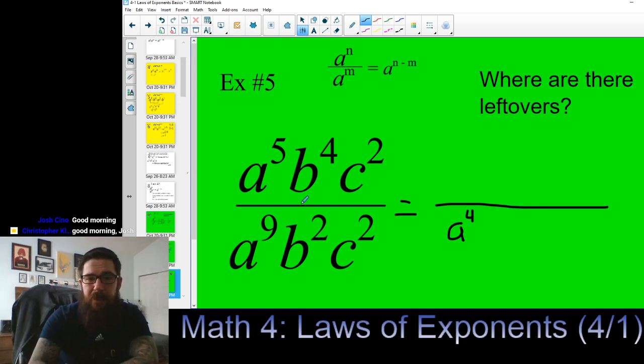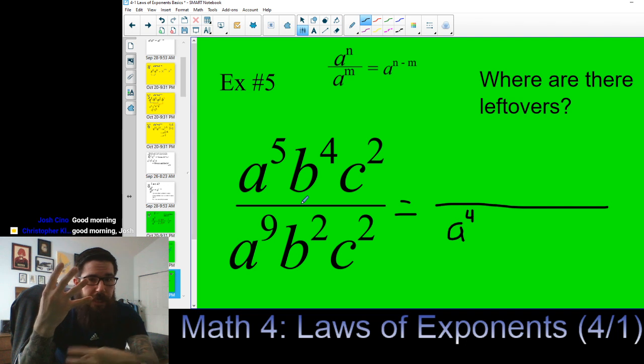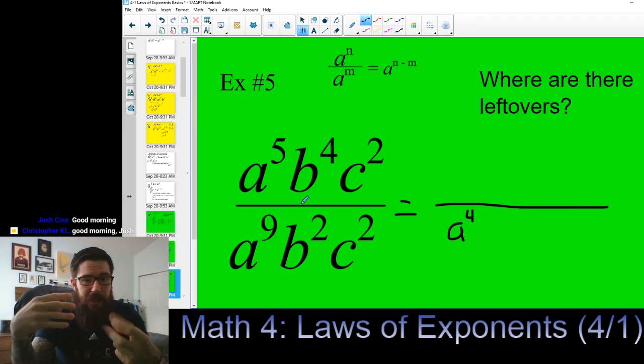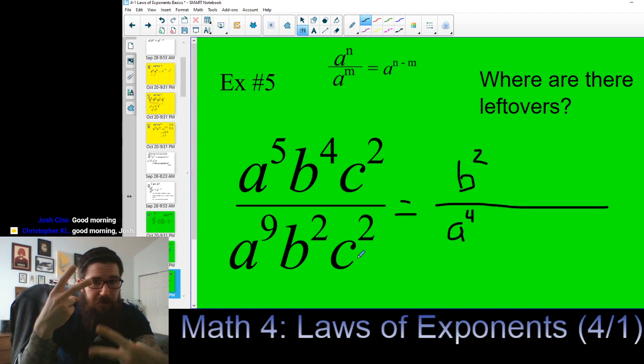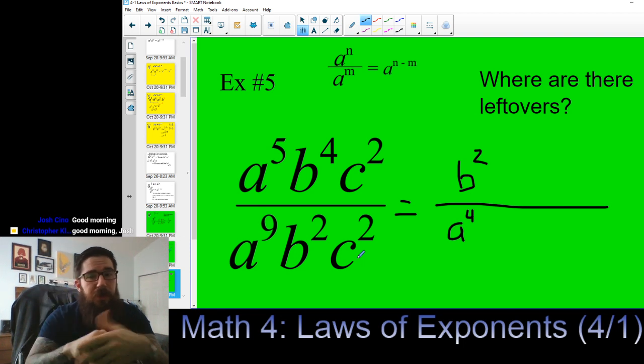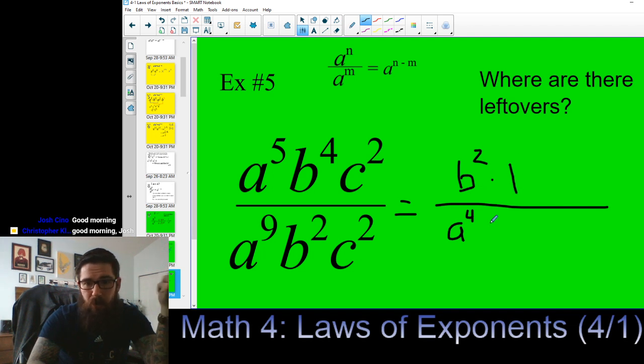If I repeat the same process with b's, I have 4 on top, I have 2 on bottom. If I cancel out the 2 on bottom and 2 on top, I have 2 left over on top, so I'm just going to write a b squared up here. And then I have a c squared over a c squared. 2 c's on top divided by 2 c's on bottom. Those are going to cross-cancel completely out to a 1. I could write times 1 and times 1, but we don't need to, right? Just ignore all of that.